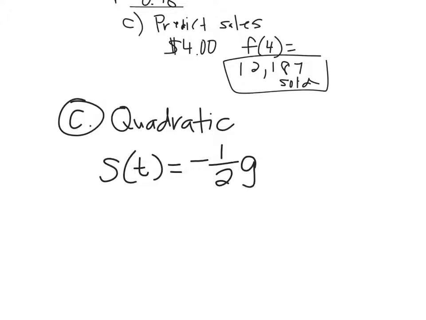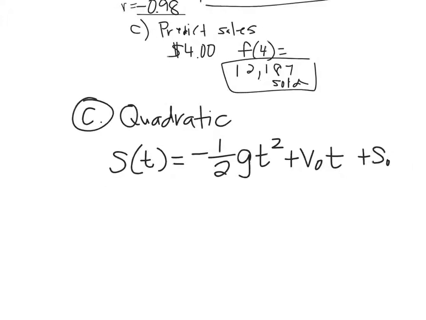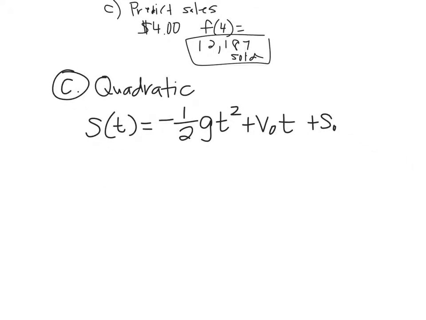-1/2 gt squared plus v sub 0 t plus s sub 0. Okay, we did this earlier this year. We had a -16 out front, -16 t squared, but now they put in a -1/2 gt squared. And because we're going to be either in meters or feet, it depends, all right? So let's talk about what each of these things is.